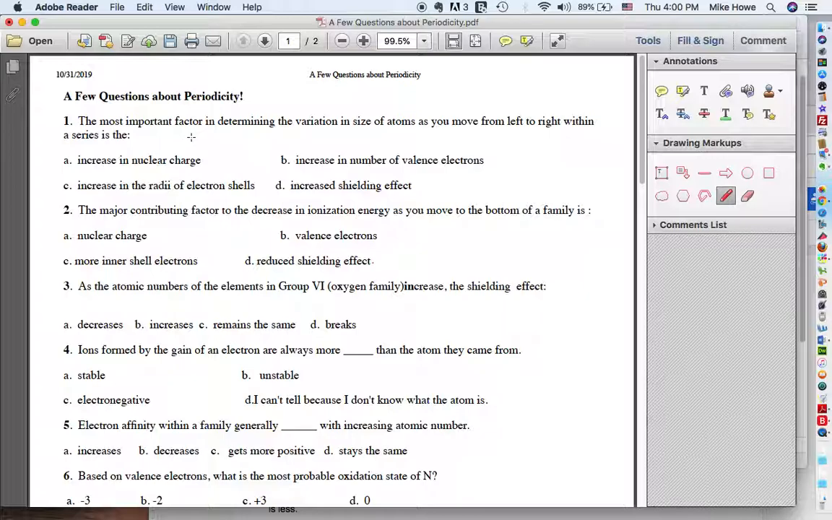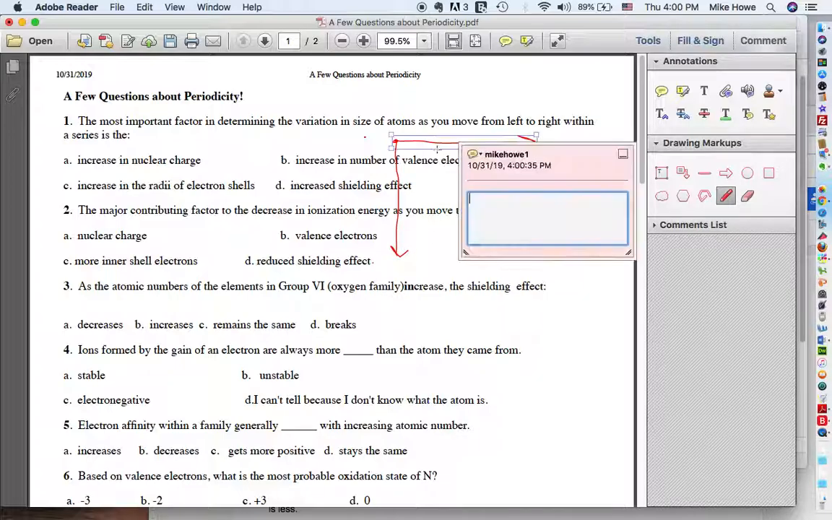So the most important factor in determining variation in size is you go from left to right in a series. Now that means you're starting on the left side of the periodic table, you're going in this direction. So basically there are two factors that affect these periodic properties we've been talking about. One of them, as you go this way, it's the number of protons.